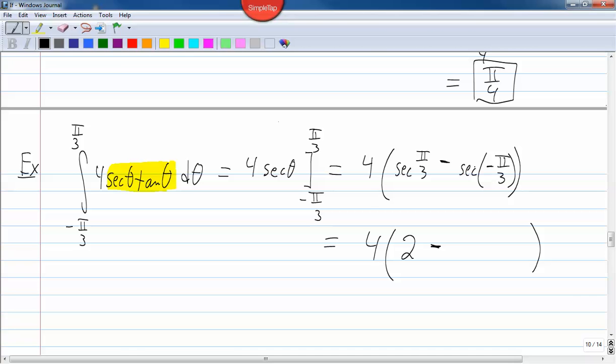So what's the secant of pi over 3? 2. Minus 2. So I have 4 times 0. 0.